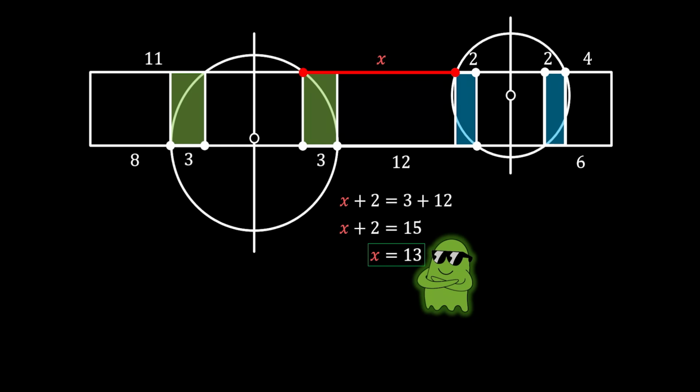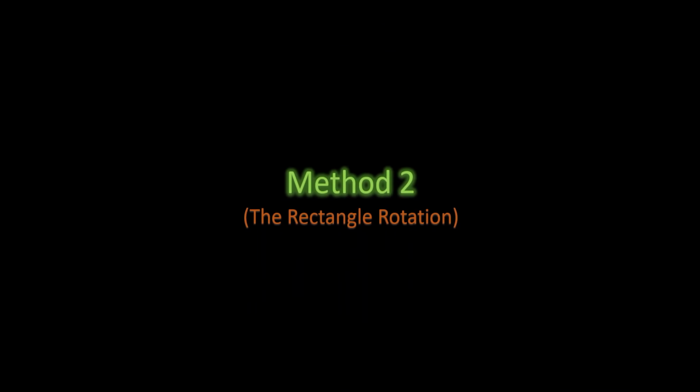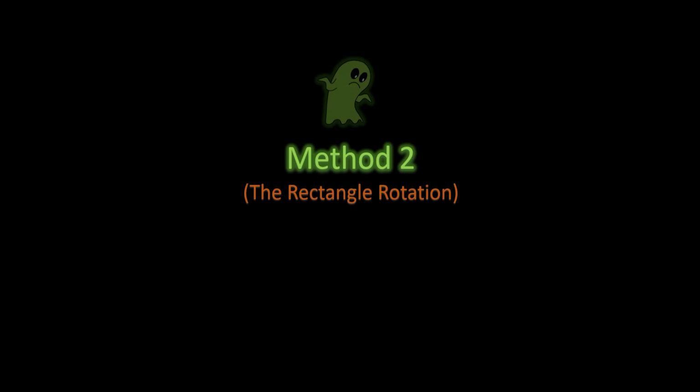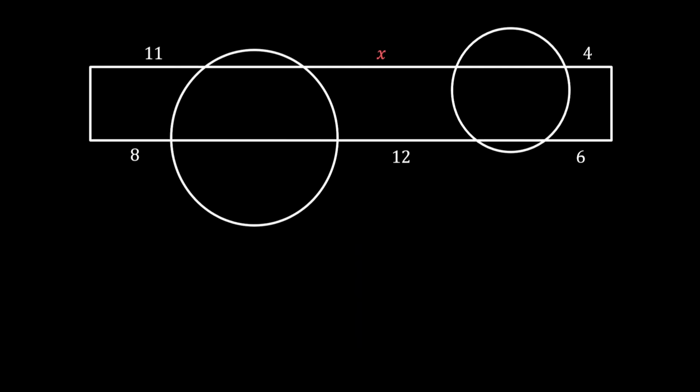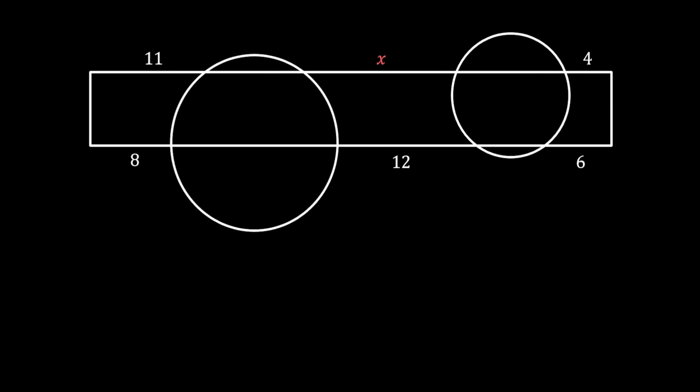Alright, so now let me show you my take on this problem. I'm going to use a little bit of a different method, which is the rectangle rotation. So I'm going to start the same way as Amir. I'm going to label the center of a circle and use it to pull a vertical line, which of course is perpendicular to the side of our big rectangle.